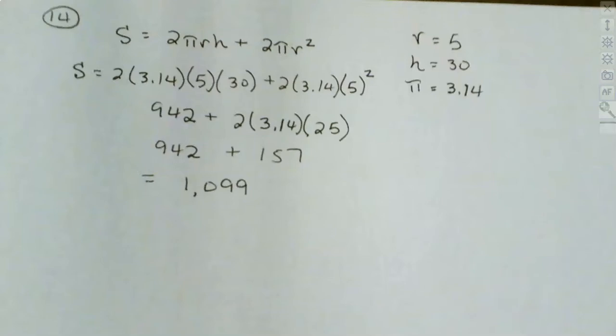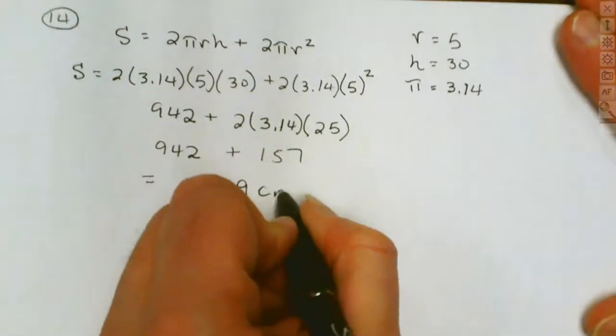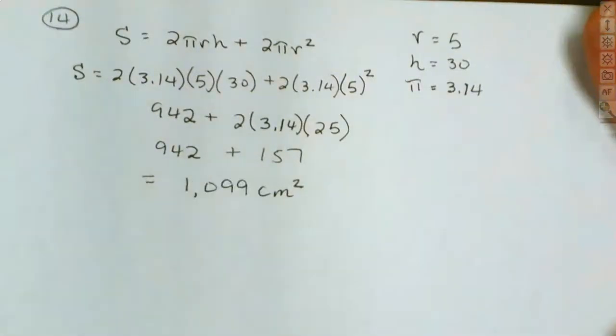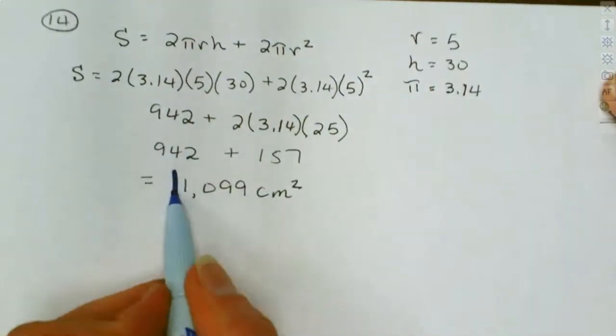Whenever we work with an area, area has square units. So lengths and widths, so it's like a ruler. They're not squared. But when we talk about area, they're squared. Volume, they're cubed. So this is a surface area. So that means our answer is going to be in centimeters squared in this case, because that's an area.